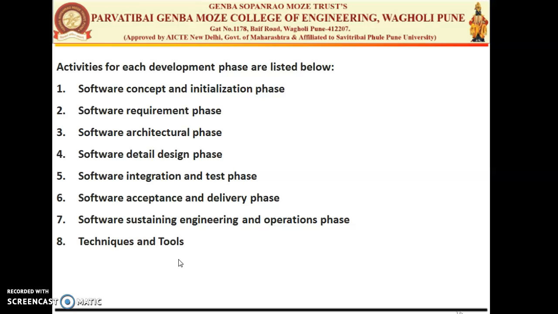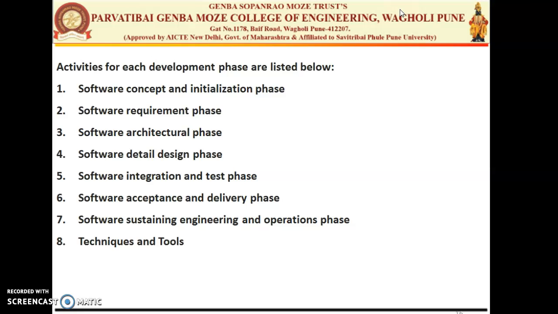So we are at the end of your 5th unit. We have just 2-3 topics left. That is nothing but your activities for the development phase. Then we have comparison between software quality assurance and quality control, and we have project risk management. So in this session we'll start with the activities in the development phases that need to be controlled or assured. So the first activity is software concept and initialization phase.